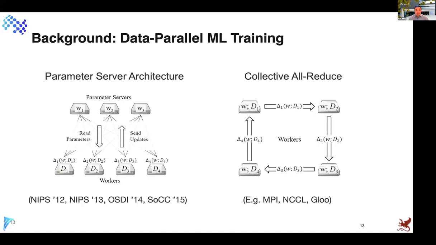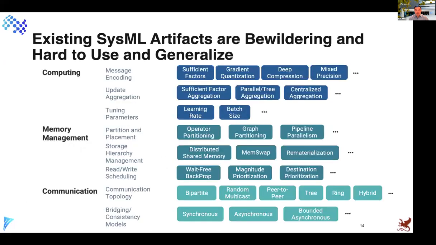But on the other hand, behind these two main architectures, there are also a large number of problem-specific artifacts and specific issues that need to be addressed underlying the problem of computing, memory management, and the communications. Then there is a big space of solutions that needs to be implemented depending on what problem you are solving. Therefore, the existing universe of system artifacts is really bewildering, and it's hard to use and generalize.